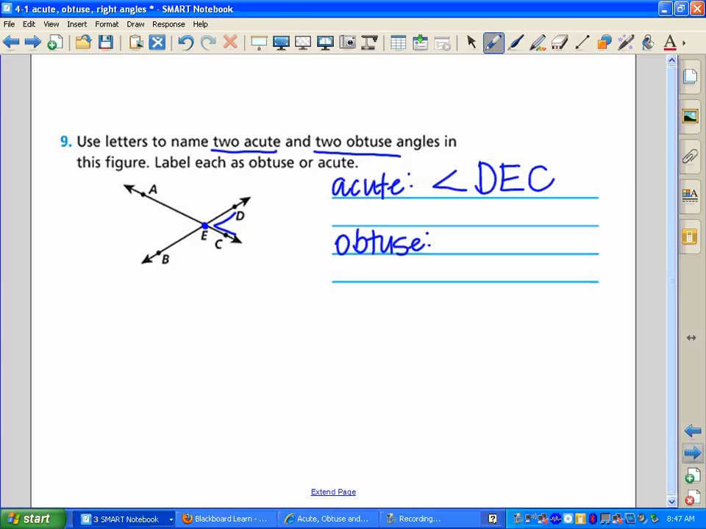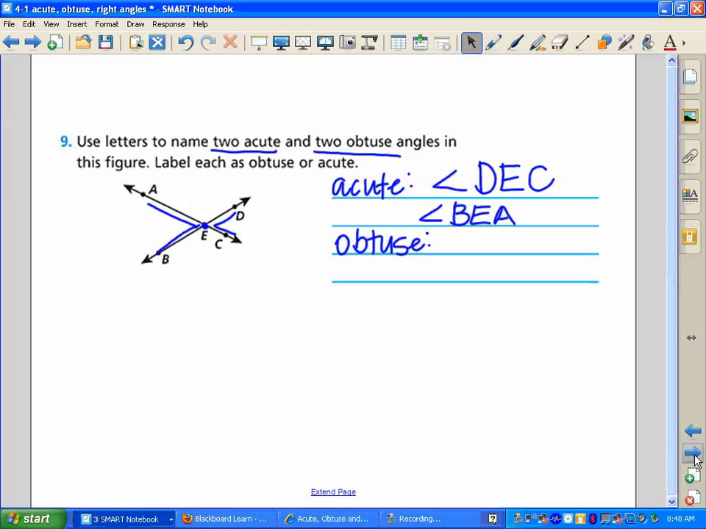Who can help me out with the other acute angle? Daquan. Angle BEC. BEC is an acute angle. Come on. BEA. Is that one less than 90? Yes, this one's less than 90. Angle BEA or angle AEB. They are the same.